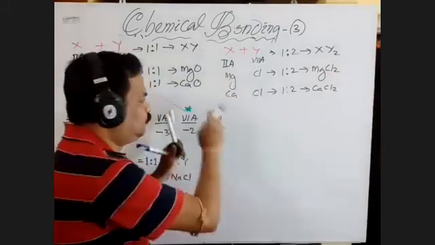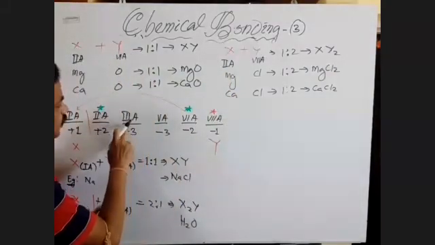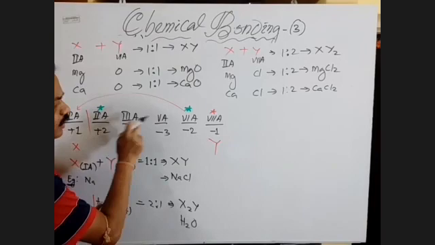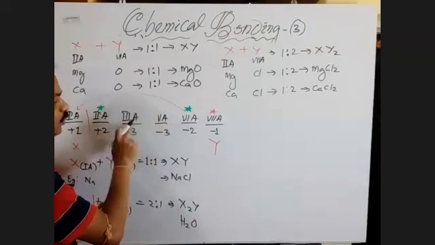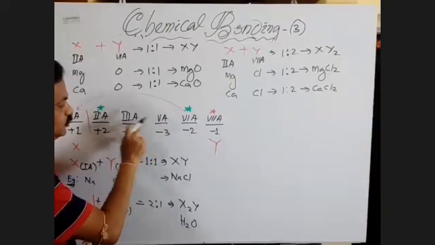Right. So these are the various combinations possible. If you take the third A, the third A will combine with the fifth A in a 1:1 ratio.